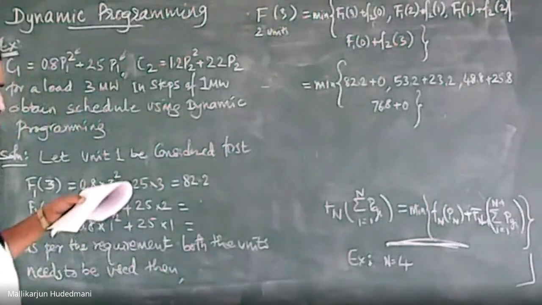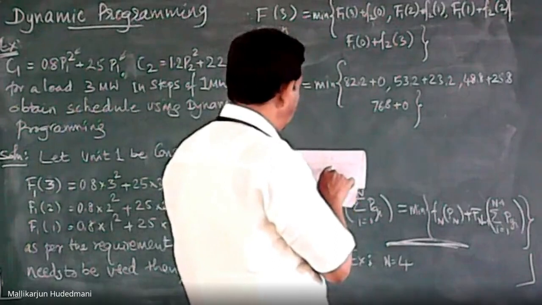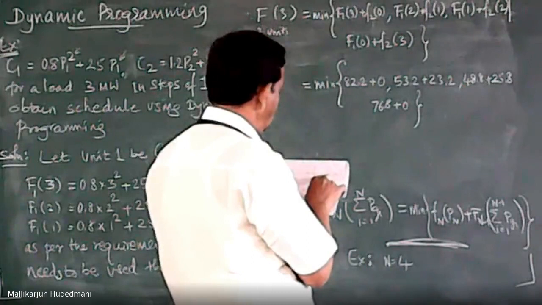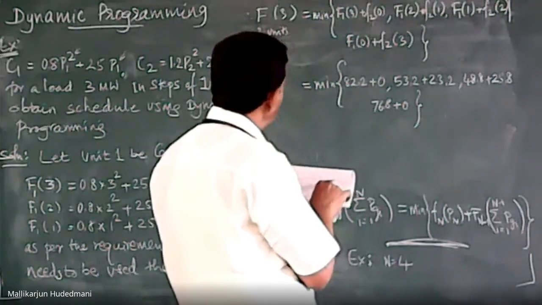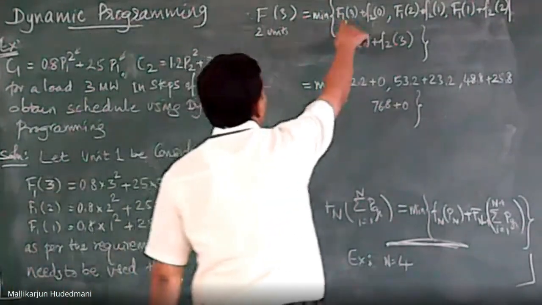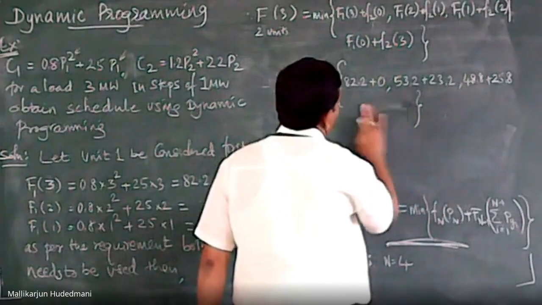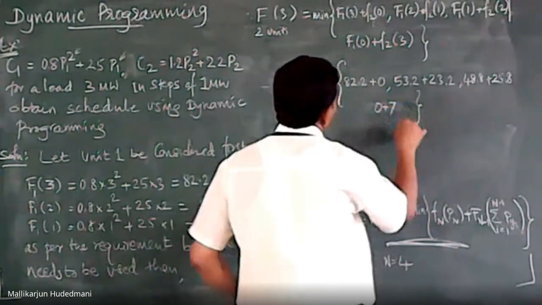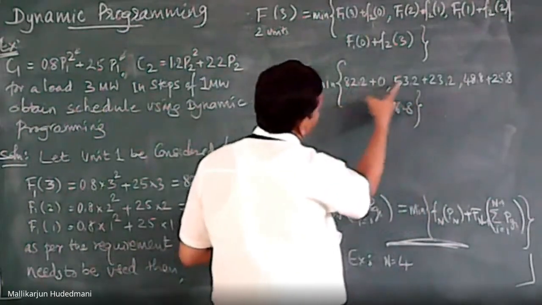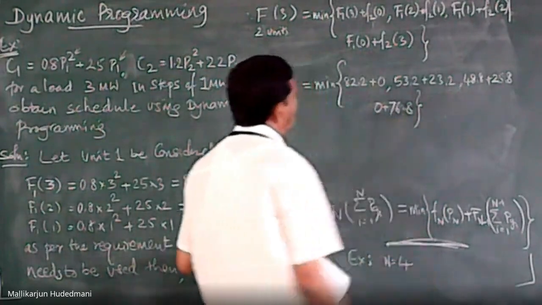It means I should be careful. 82.2. Then I have 53.2. Yes. I have 25.8 and 0. Okay. So it means you respectively F1. So let me write in reverse. These two I'll exchange. It will be convenient. 0 plus 76.68. Because I consider first, because F1 0 means 0. I should be convenient with you.